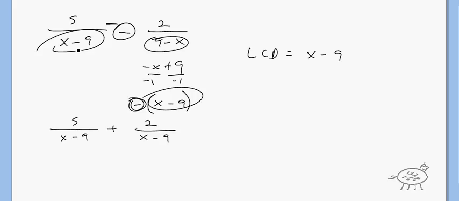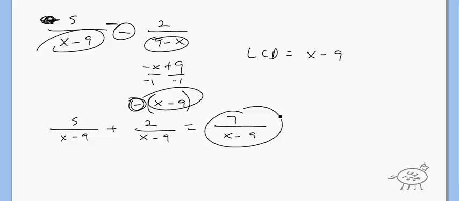Okay, if I had to switch the first one instead of the second, then you would have to make that negative over here. But in this case, that's not the case. So then your answer is just going to be 5 plus 2 is 7 over x minus 9, because now we have a like denominator. Okay, so let's try another one like that with a negative. 5 over 4 minus x minus 3 over x minus 4.